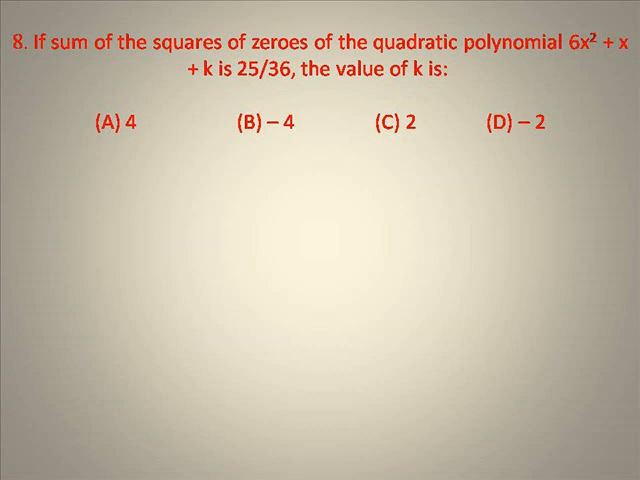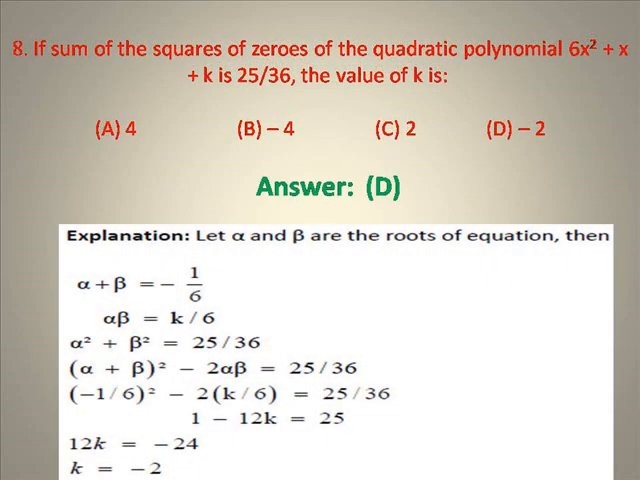Number 8. If the sum of the squares of zeros of the quadratic polynomial 6x square plus x plus k is 25 by 36, then the value of k is. You have the 4 options. Let's move to the answer. The answer is D, that is minus 2. And you can see the explanation is also given.